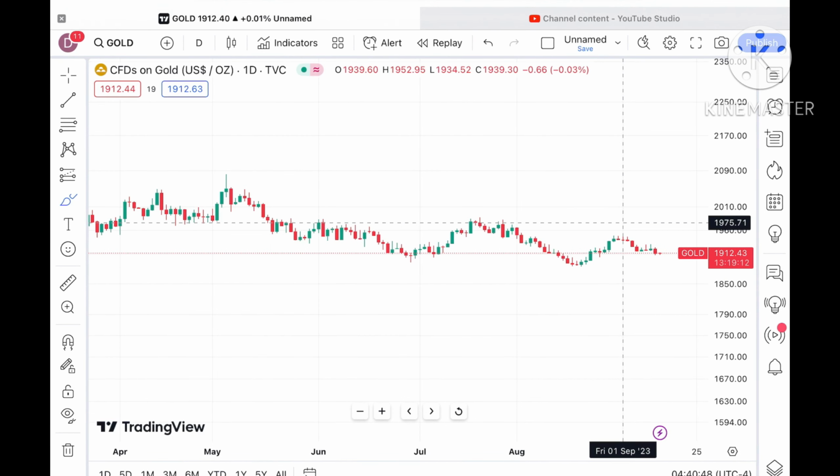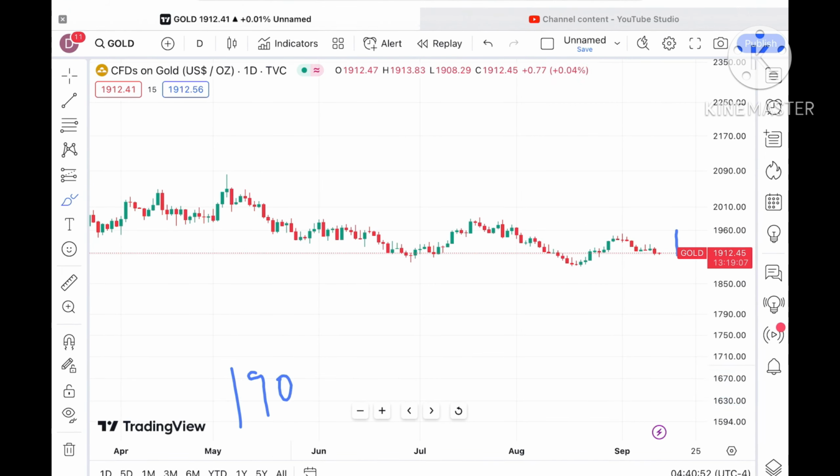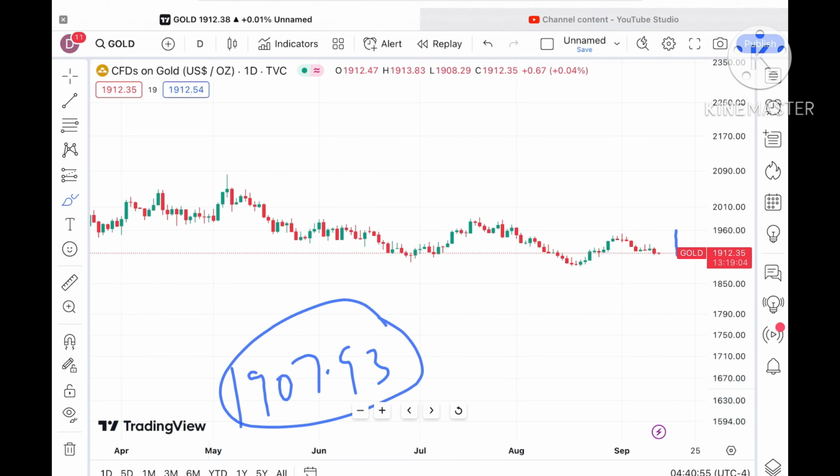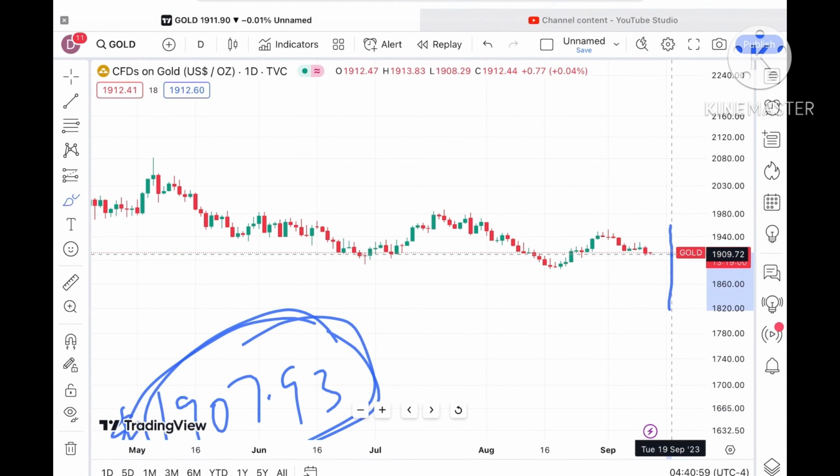Okay, suppose if the price didn't sustain this level, we can see it will go further down, and a probability of going towards 1907.93 is there, and this level is already being tested here, so chances are high it can go further down.